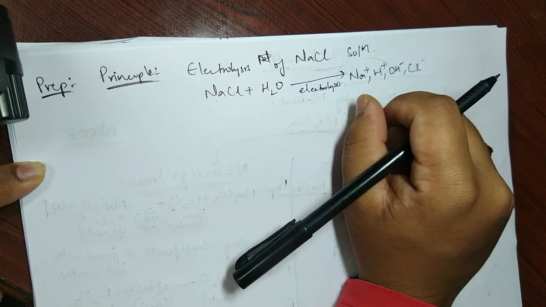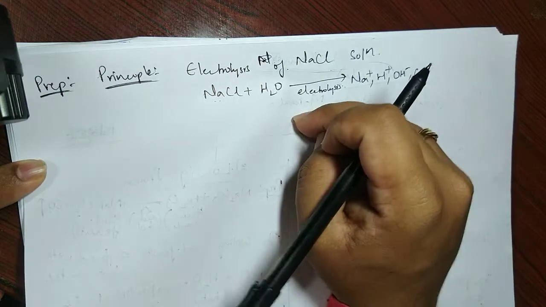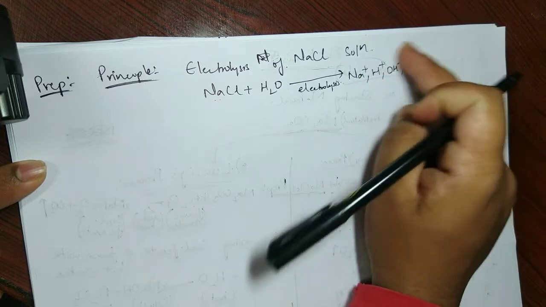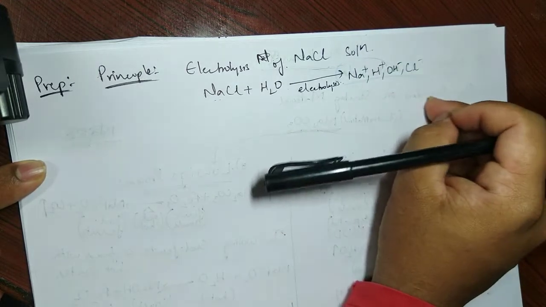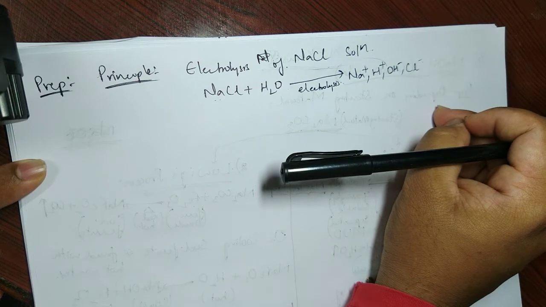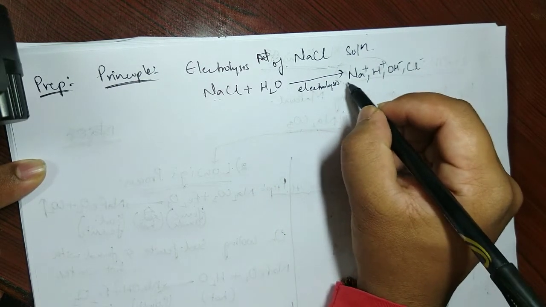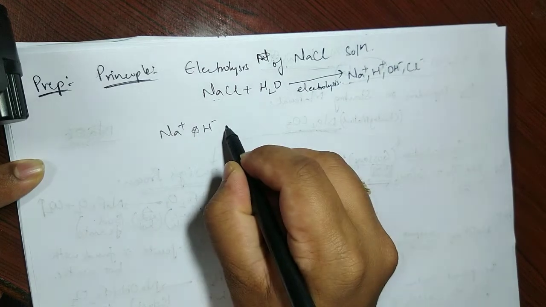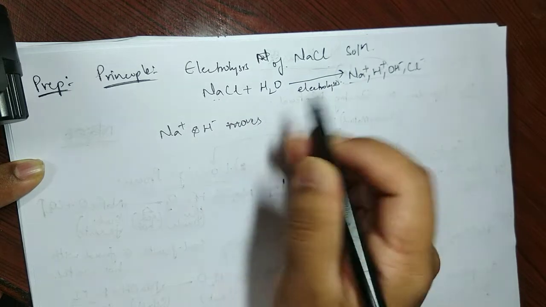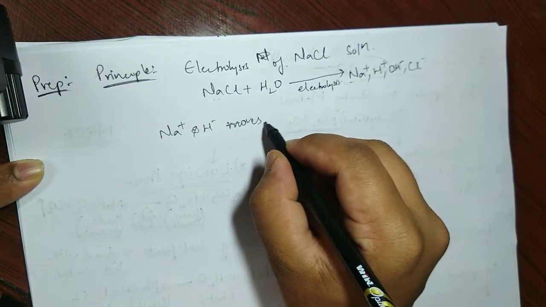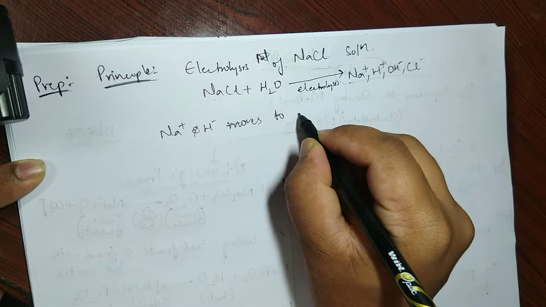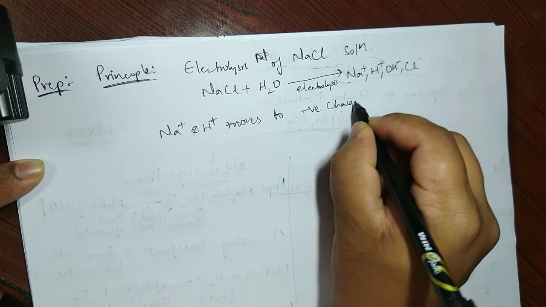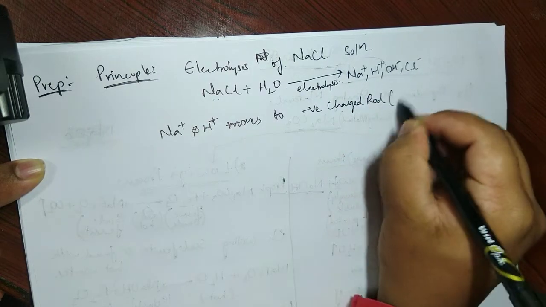Now very obvious again, the cations would love to go towards the negatively charged rod, and the anions would love to go to the positively charged rod. Yes or no? So we see that Na+ and H+ are mobile towards which rod? The negatively charged rod, and the negatively charged rod is called what? Cathode.